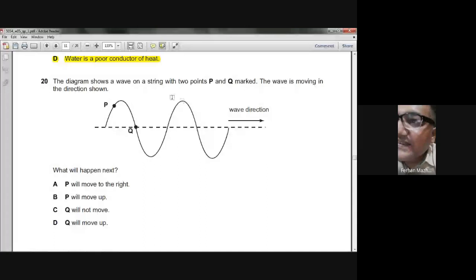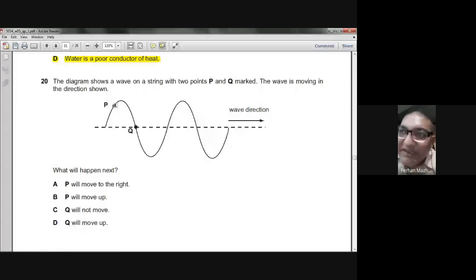For example, at Q, the wave is going towards the right. So what will happen with Q? Whatever is happening behind it is going to happen with it next. So this Q will move upward above the mean position. What will happen with P? What is happening behind it? It will go down, towards the mean position and then down.